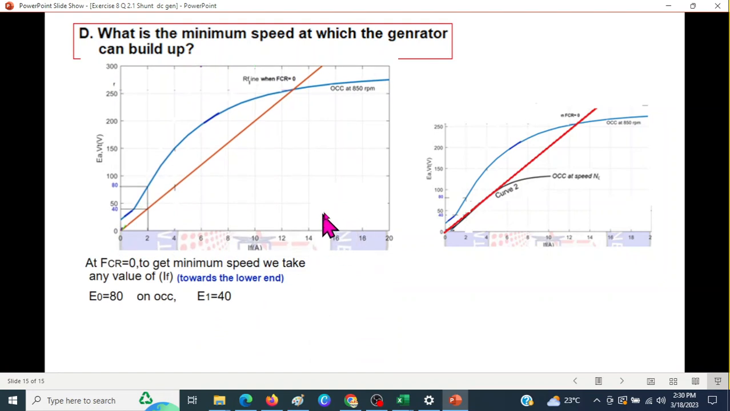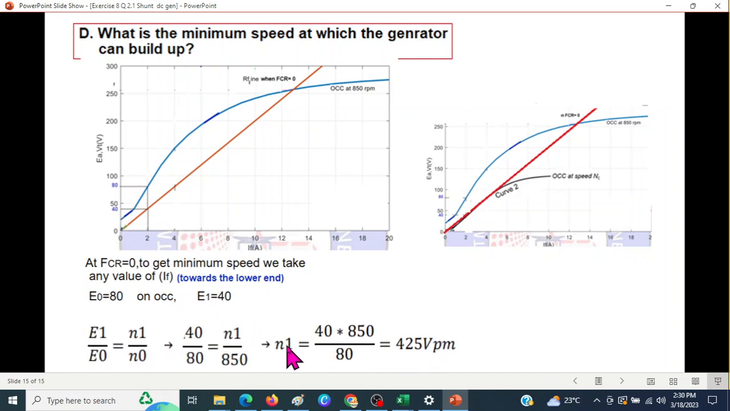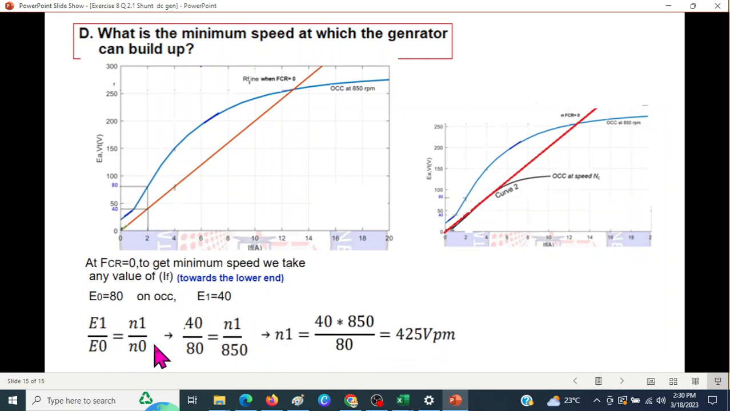And now the same speed formula, same technique, two intersecting points. So this is E1, and the one with the OCC will be E0. So E0 is 80 and E1 is 40. Using the speed formula that we used before, 40, 80, 850, N1 is 425 RPM.